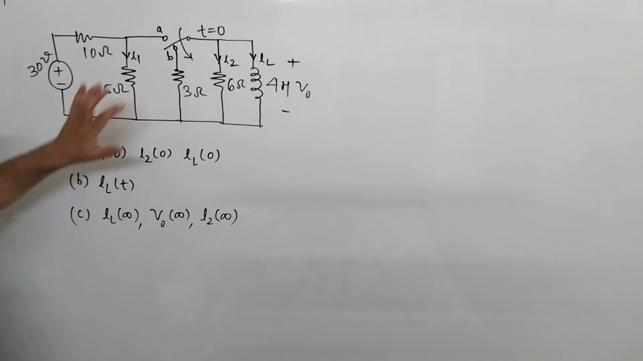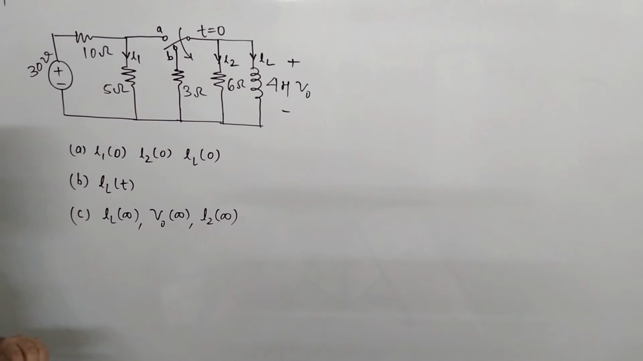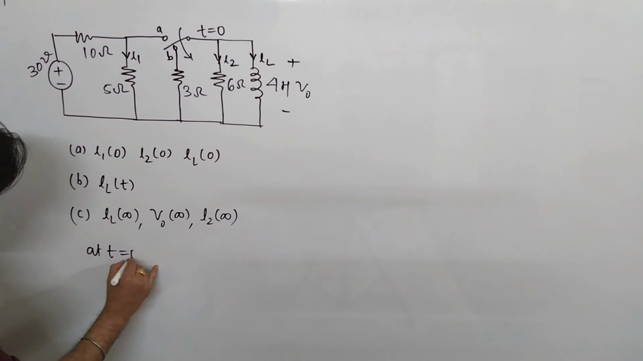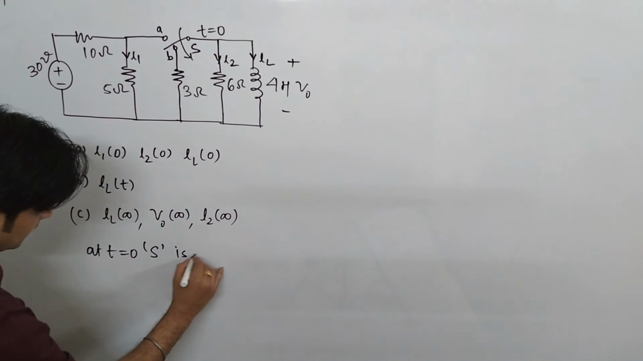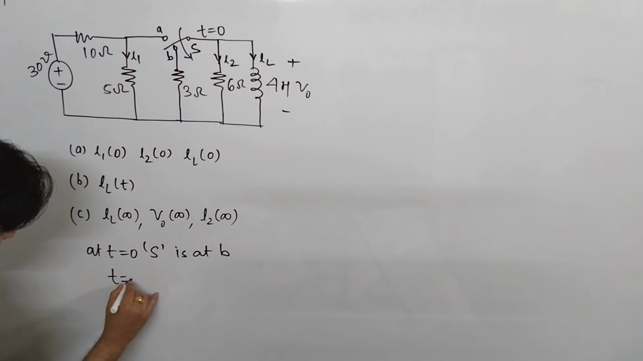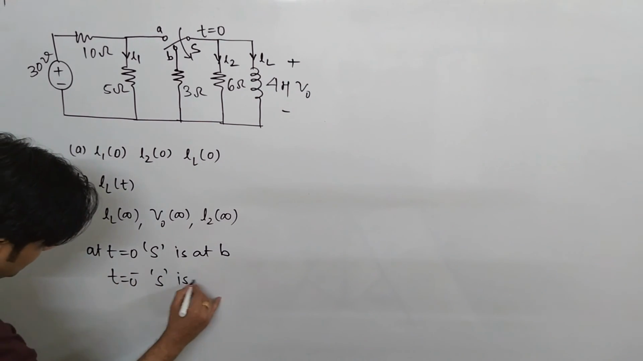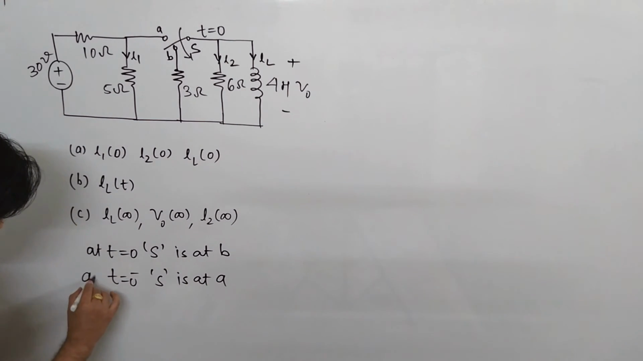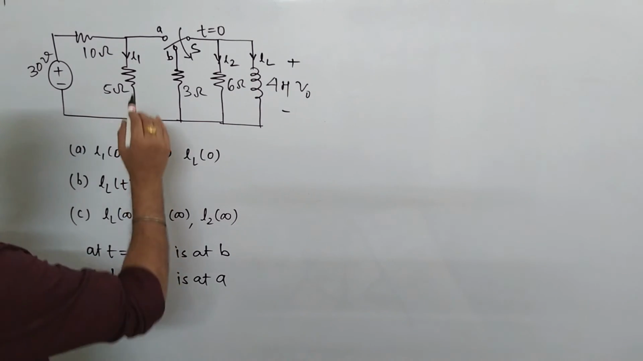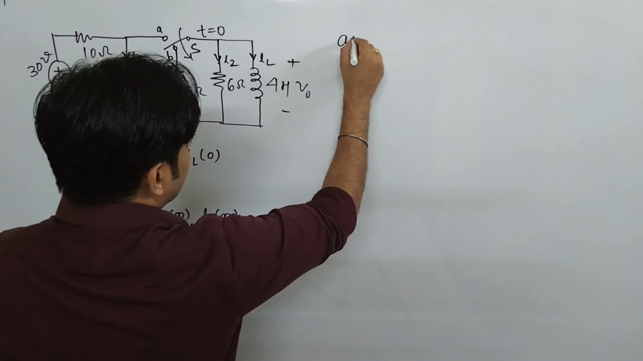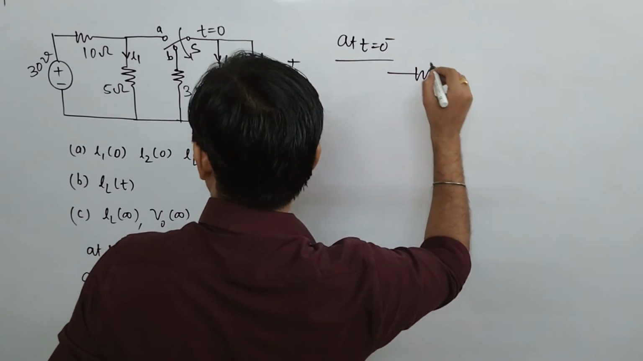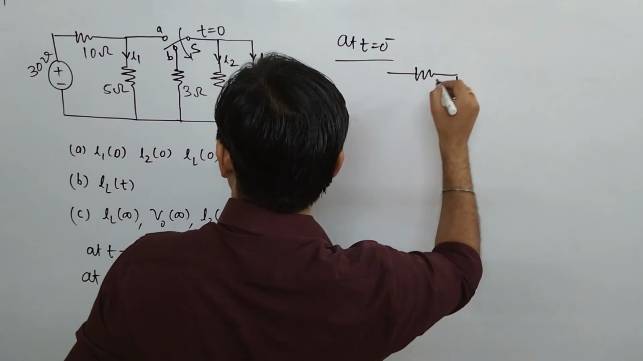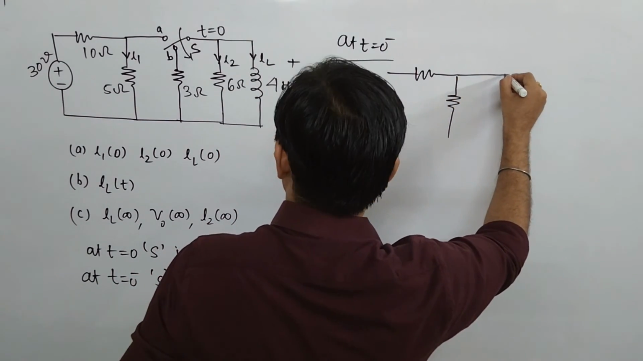So if you see the condition of the switch, this switch is moving from position A to B at t equal to 0. It means at t equal to 0 positive, switch S, if I call this switch S, is at B, or if you talk about t equal to 0 negative, S is at A. So at t equal to 0 negative, if I draw this circuit, this comes to be what? Please see, this is your resistance, and this is your switch position.